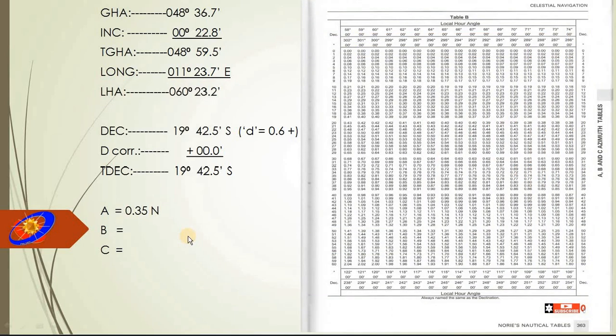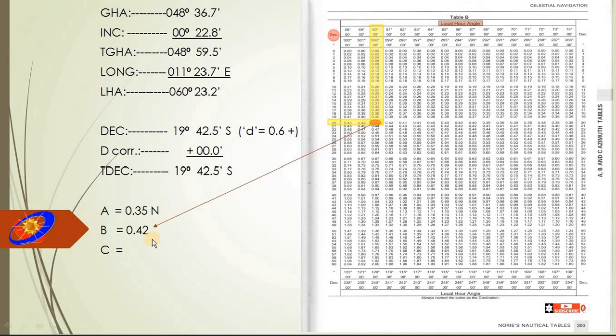Okay, so now we're gonna find the value of B from table B. Of course, still we need the local hour angle, the LHA, and now at this time we're gonna use the declination. We have here LHA 60 degrees, and also our declination, which we make 20 degrees, and we have the intersection here, which is 0.42.